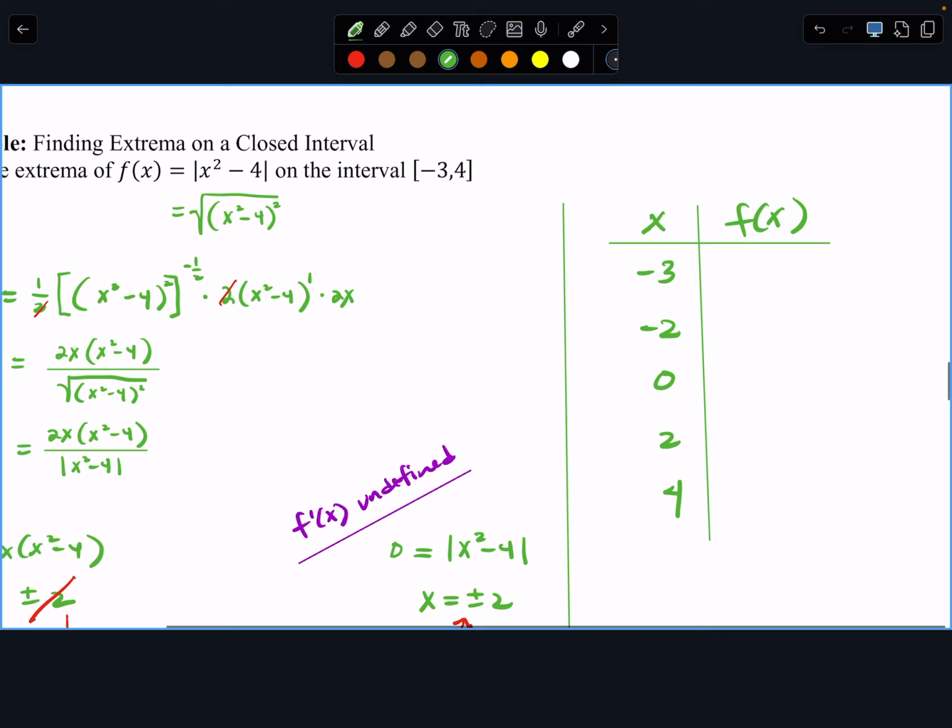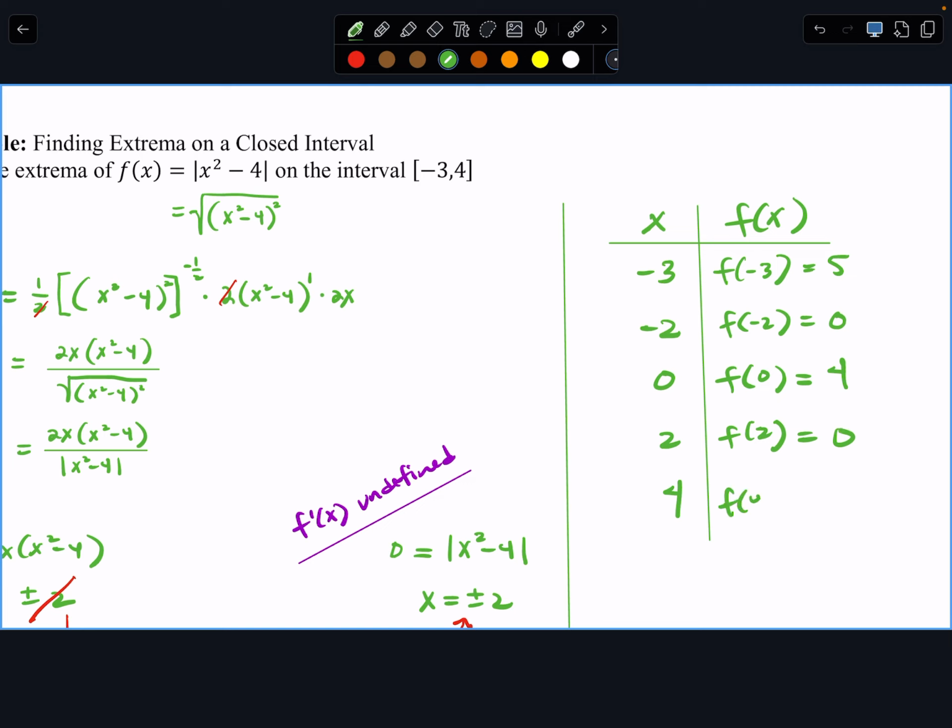Okay, so plugging in those values to your original function. f of -3, so that would be the absolute value of 9 minus 4, which would be 5. f of -2 would be 0. f of 0 would be 4. f of 2 would also be 0, and f of 4 would be 12.